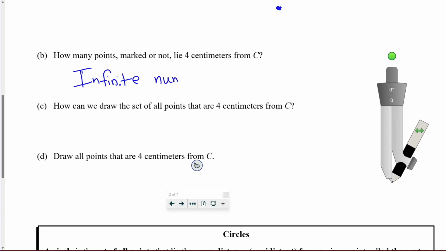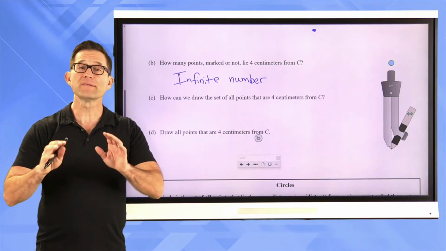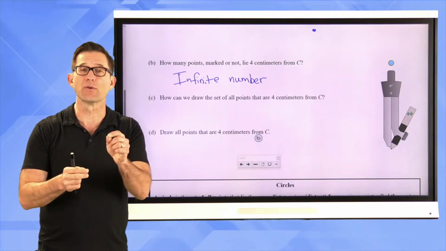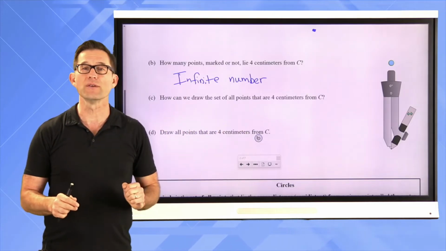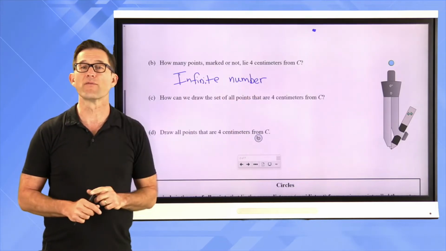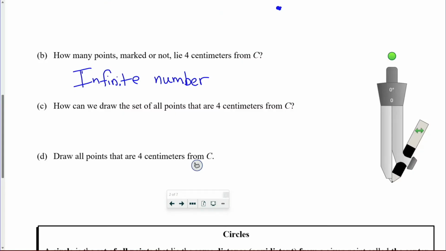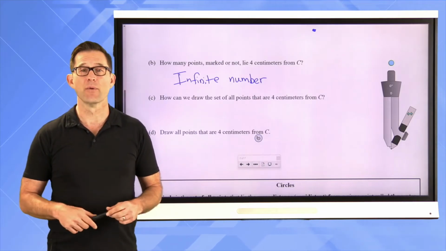In other words, I could keep plotting point after point after point. Now remember, points take up no physical space. They are simply a location. So what I am saying is that there's an infinite number of locations that are 4 centimeters away from point C. Now, letter C, how can we draw the set of all points that are 4 centimeters from C? Because drawing them one at a time is going to take far too long. So think about this for a moment.